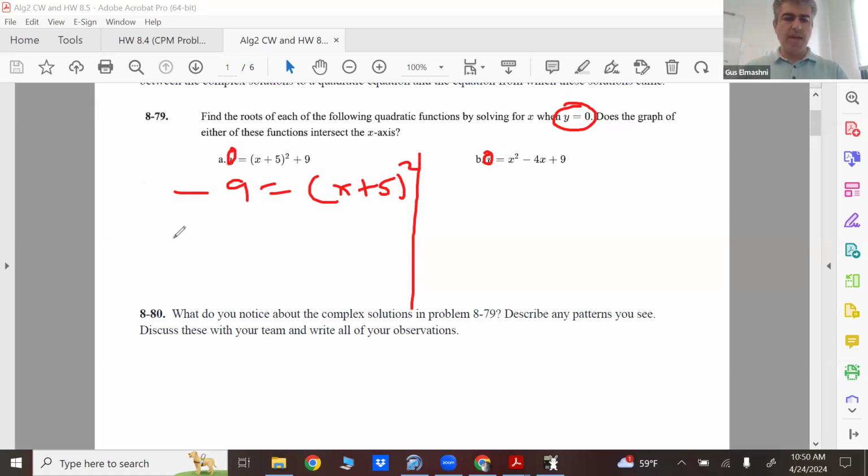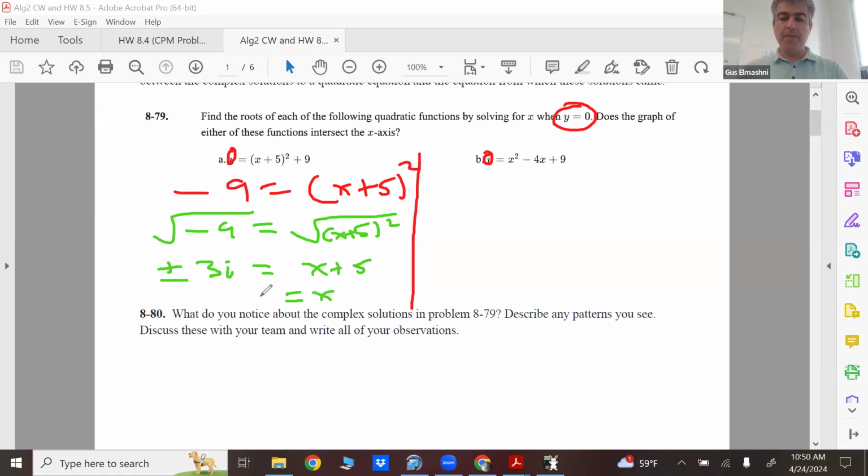Actually, I'll do another step. So that becomes plus or minus. The square will go away. It becomes x plus 5. Exactly, that's the whole point. And you get -5 plus or minus 3i.